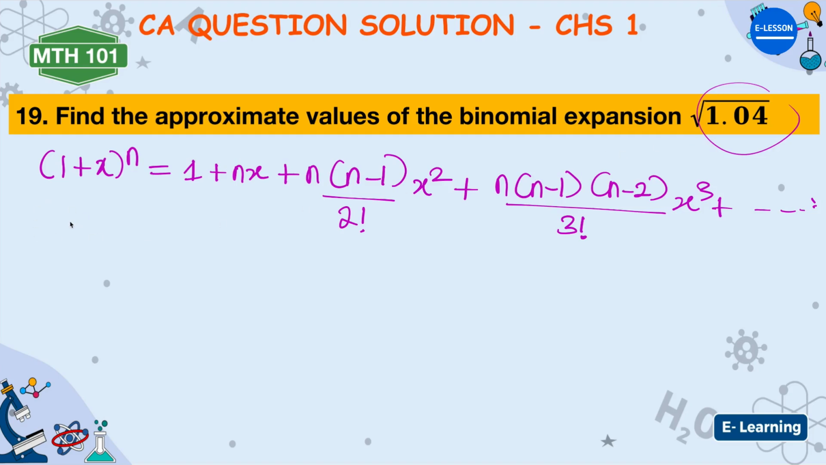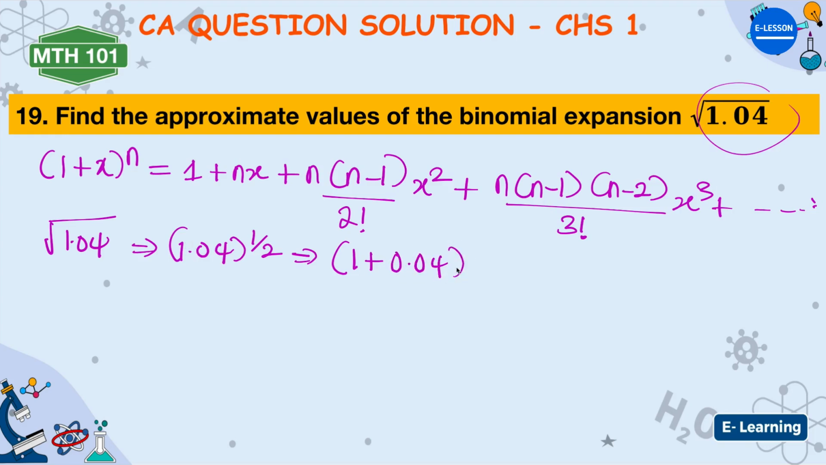So if they give you root of 1.04, this root of 1.04 can also be written as 1.04 raised to the power of half, because root is the same as half. Now we want to make it in the form 1 plus x. So 1.04 can also be written as 1 plus 0.04, because if you add 1 plus 0.04, it gives us 1.04.